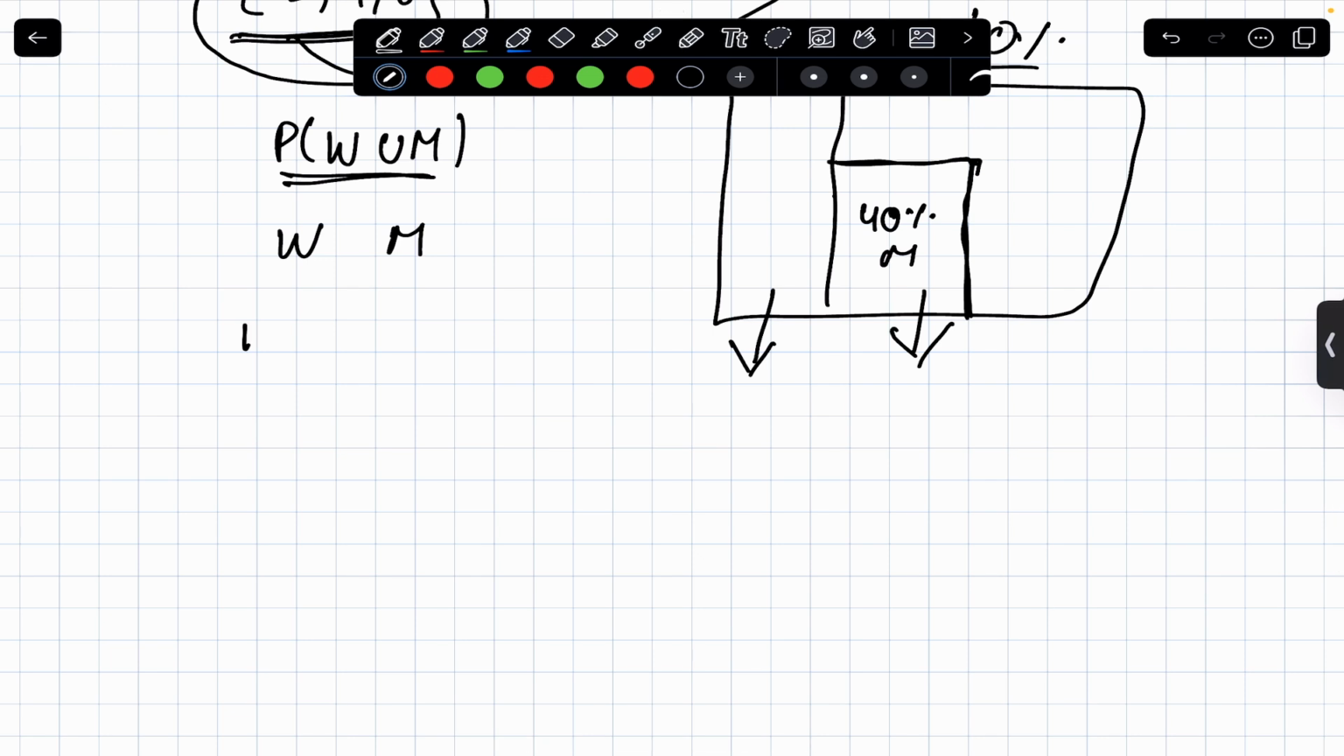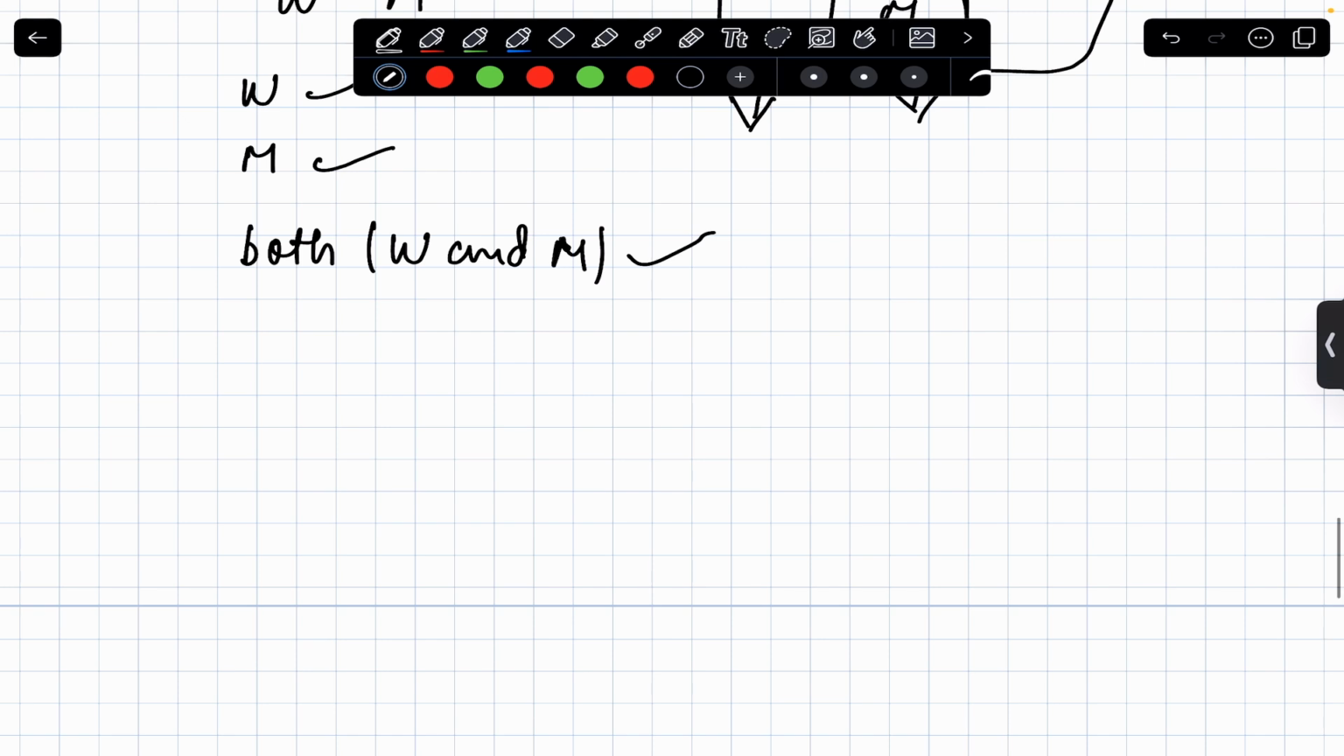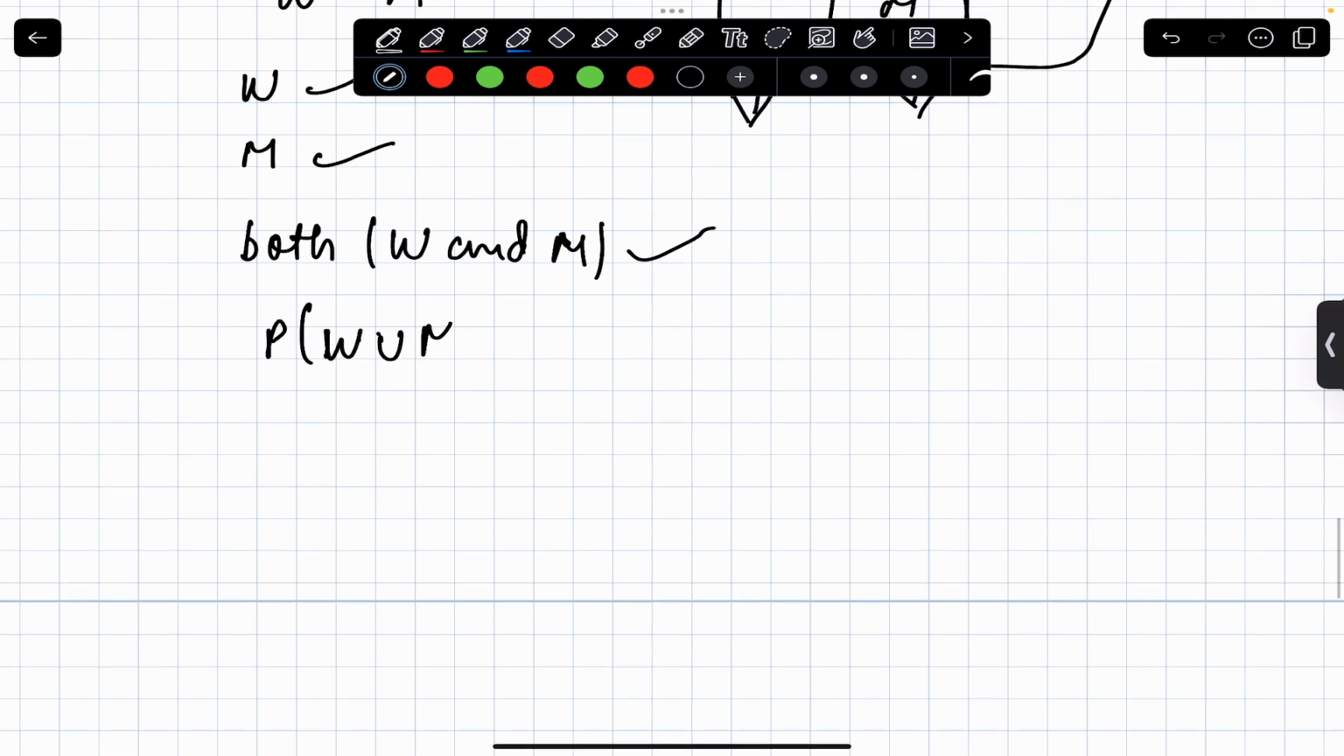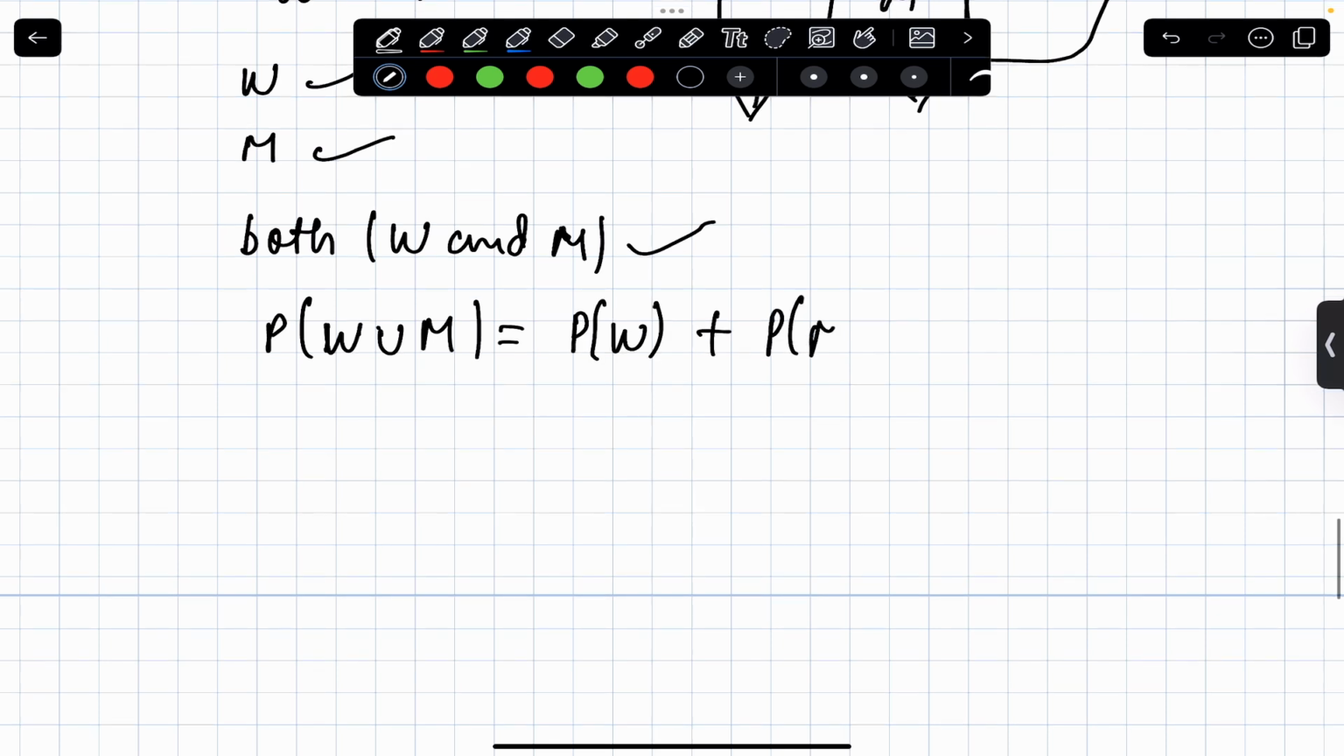What is the probability of being a woman, or being married, or both, woman and married? Okay, so let's find it. What does this rule say? This rule says the probability of being a woman plus the probability of being married minus the probability of woman intersection married.